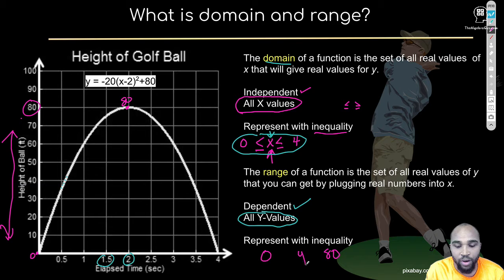So this time I'm going to write a y. And let me tell you something, it's going to be simple. If you just remember that range is associated with your y values, you're going to oftentimes be able to eliminate half of the answer choices.